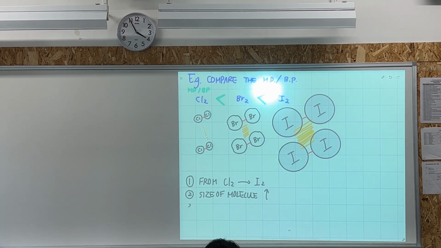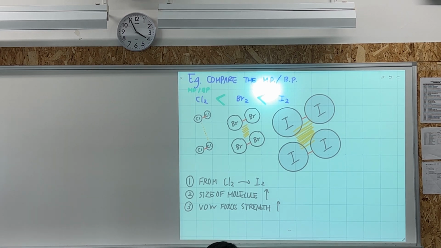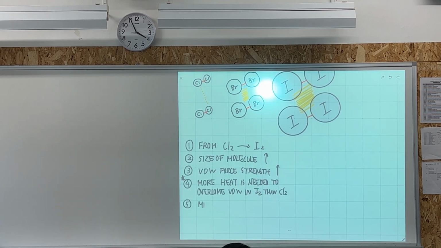It grows stronger. So point number 3: Van der Waals force strength increases. So does it take more energy or less energy to separate the molecules for iodine? More energy, yes. So therefore point number 4, which a lot of students miss, and so they lose a point in the exam. They have to say more heat is needed to overcome the van der Waals force in I2 than in Cl2, which explains why the melting or boiling point trend goes in this order.